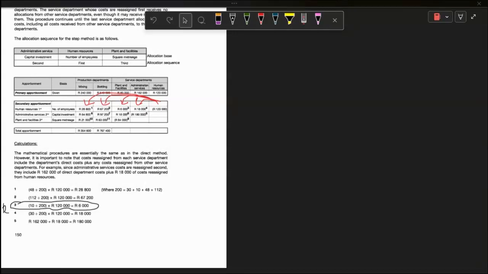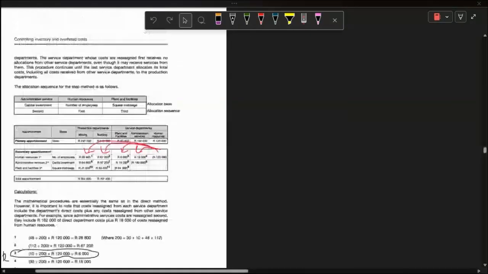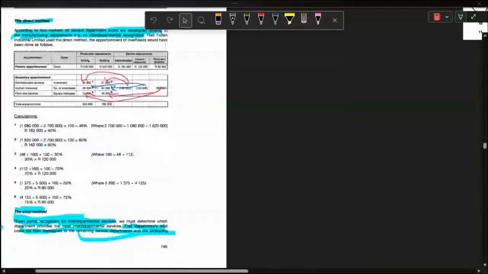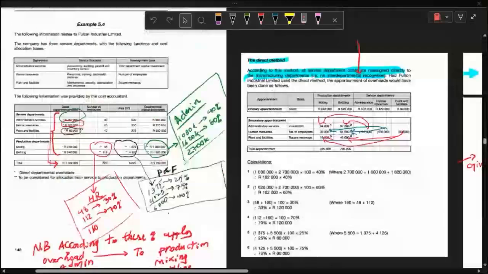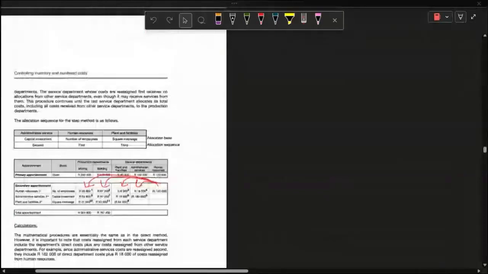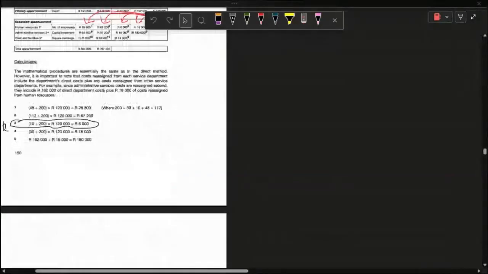So now that we are taking care of all the number of employees, oh, wait a minute. So what are we going to do here? Remember this that they provided to you at the beginning? Always keep that in mind, right? They tell you the number of employees for all the services and production department, right? So now, excluding the human resources, you have 30, 10, 48, and 112. What does that mean? It's talking about all the departments except the HR.